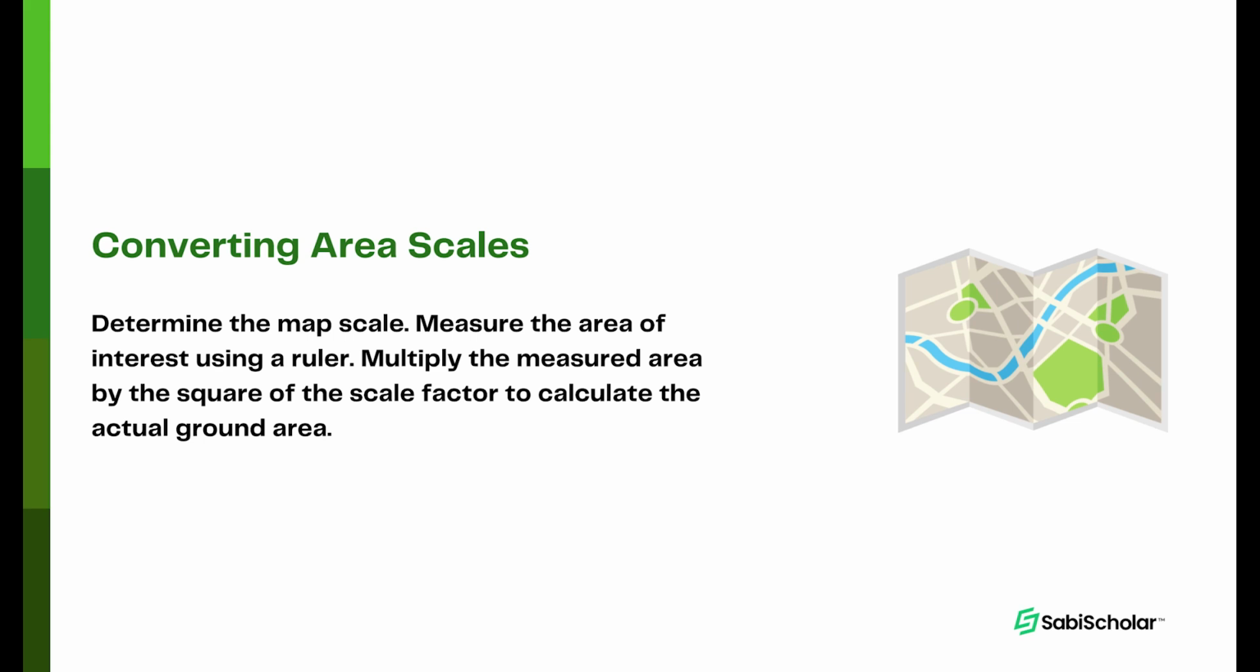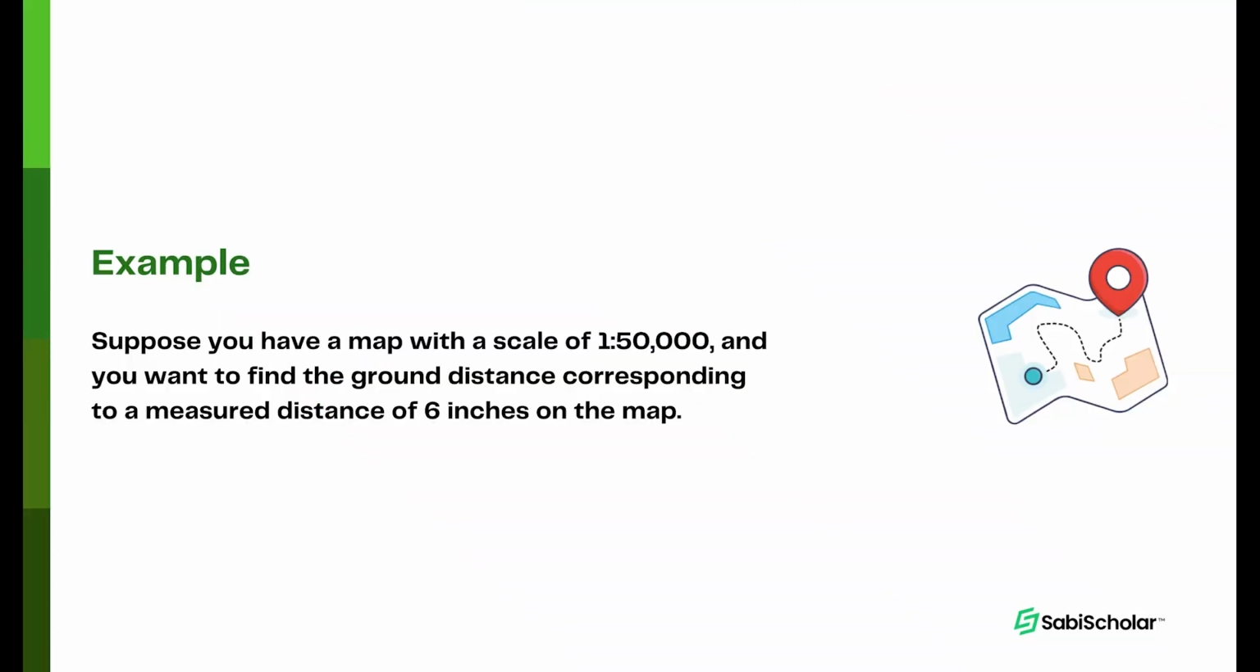It's kind of simple. So let's look at an example. Suppose you have a map with a scale of 1:50,000 specifically, and you want to find the ground distance corresponding to the measured distance of 6 inches on that same map. Let's look at the calculation. What you do is to look at the map scale and state it, which in this case is 1:50,000. The measured distance on the map, in this case, is 6 inches. So the scale factor here is 50,000.